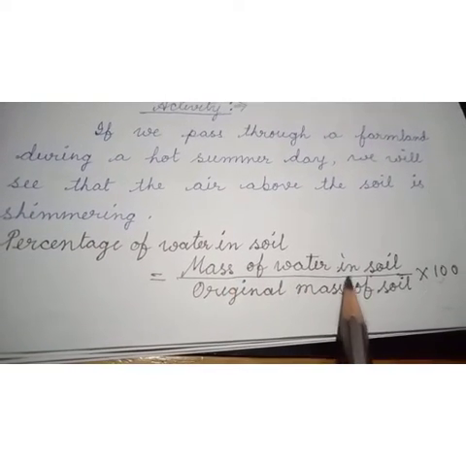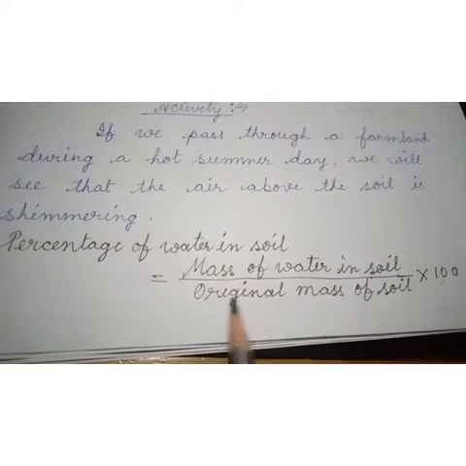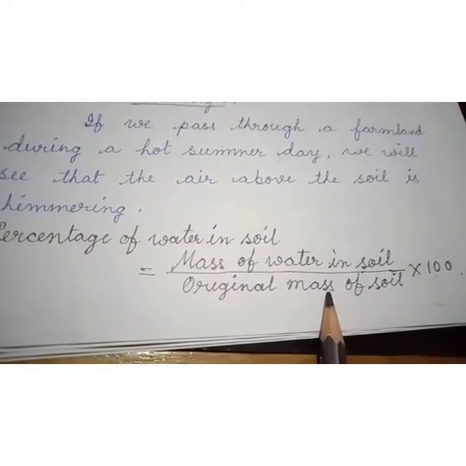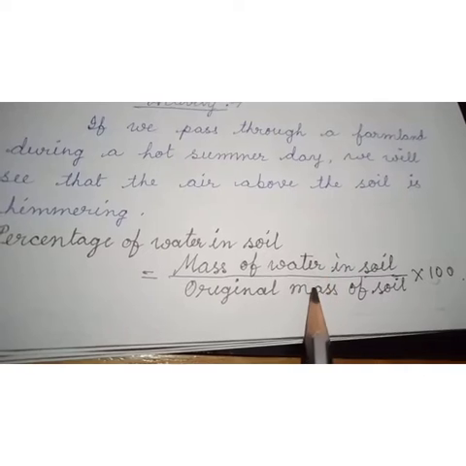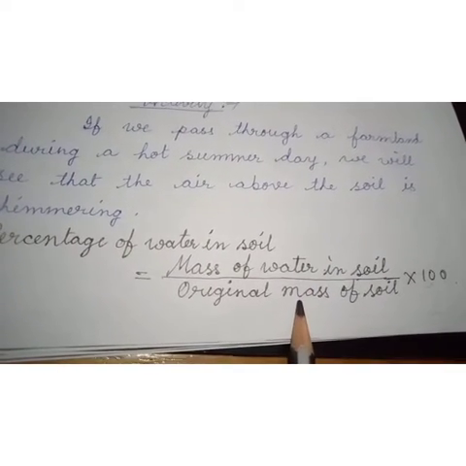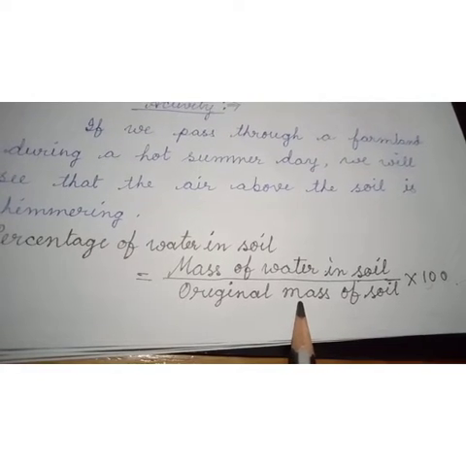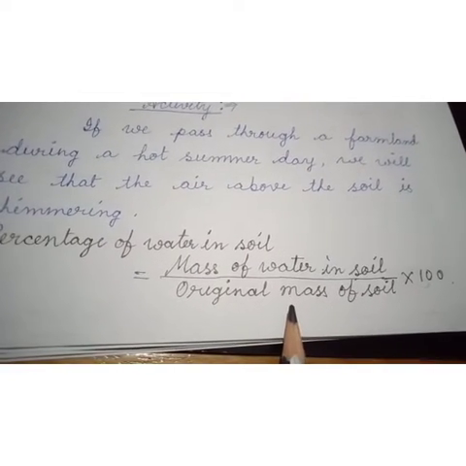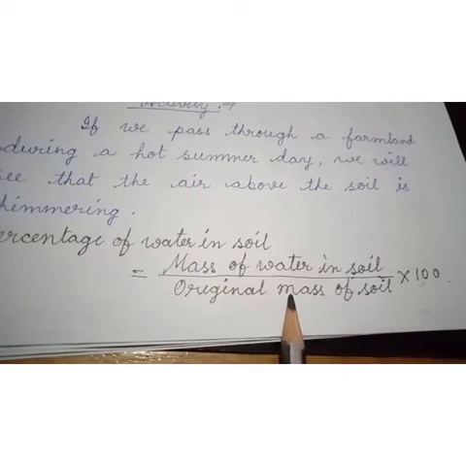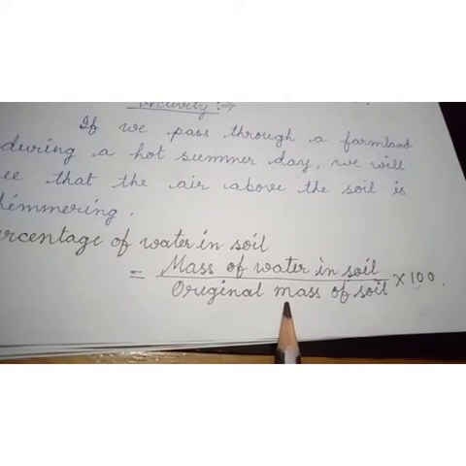We can find out the percentage of water in soil with the help of this formula. Mass of water in soil divided by original mass of soil into 100. We can obtain these values by doing a simple activity. For that, we have to take some soil and weigh it on a balance. This will give us the original mass of soil taken.